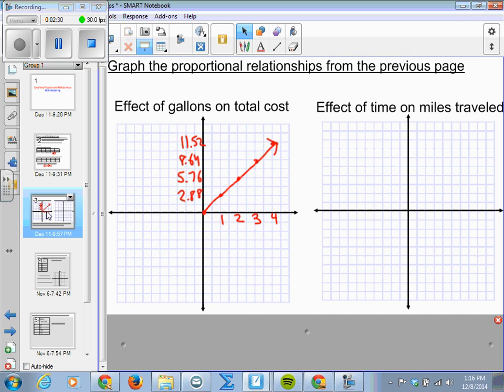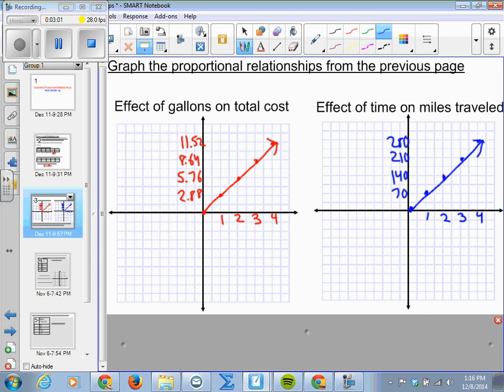Going to our miles one, our traveling. I'm again going to skip lines to space it out. We talked about 4 hours. And we have 70 miles, 140 miles, 210 miles, and 280 miles. And of course, 0, 0. No time gone by, we haven't gone anywhere. We have 1, 70, 2, 140, 3, 210, 4, 280. Which again gives us a straight line. I'm a little bit off, but you guys get the idea.